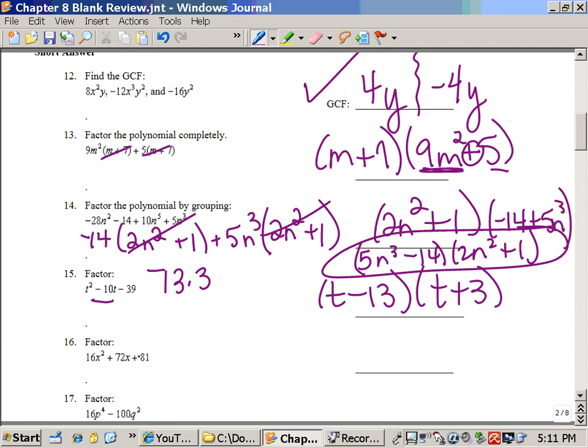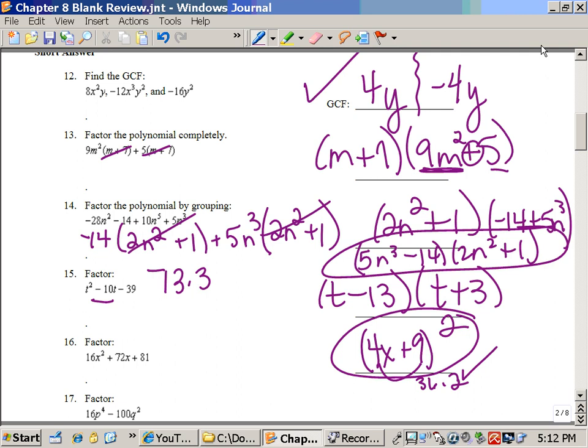Number 16, I don't see any greatest common factors, so it looks like it might be a perfect square trinomial. Let's try it and double check for the 72. 16x squared is 4x times 4x. 81 is 9 times 9. 9 times 4 is 36. Double that, and I get 72. So this is my final answer.